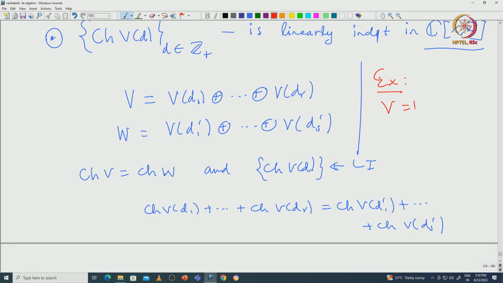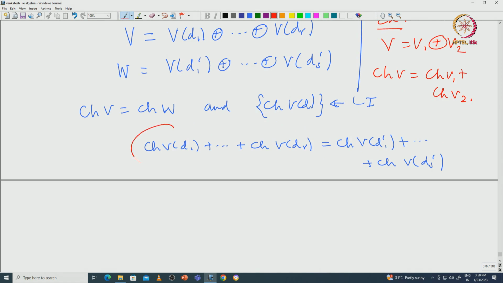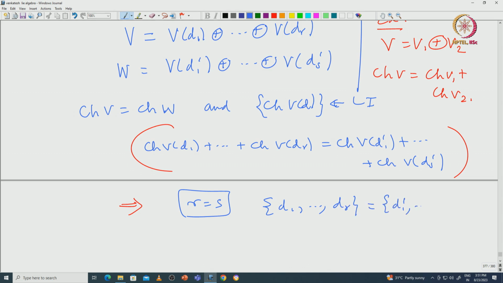If V is V1 direct sum V2, then the character of V is the same as the character of V1 plus the character of V2. That is not hard to prove. So, from this we can see that if these two sides are equal and the characters are all linearly independent, that forces R to be equal to S. Not only that, the multiset d1 etc. dr must be the same as d1' etc. ds'. I am treating it as a multiset.